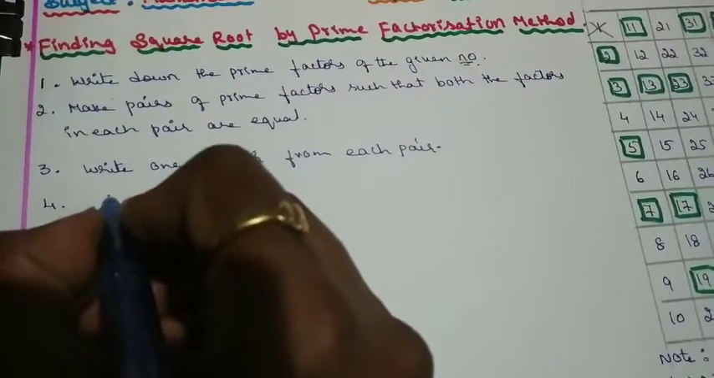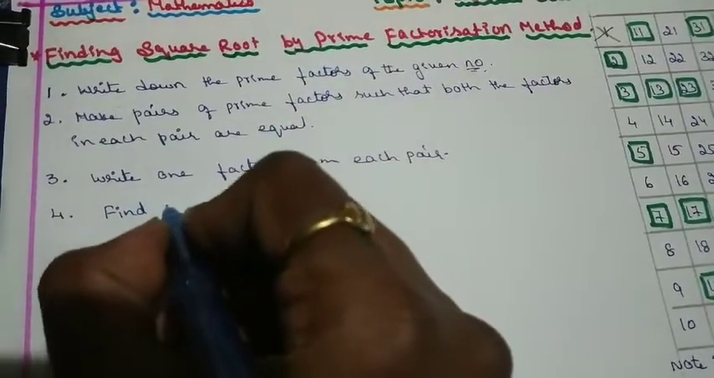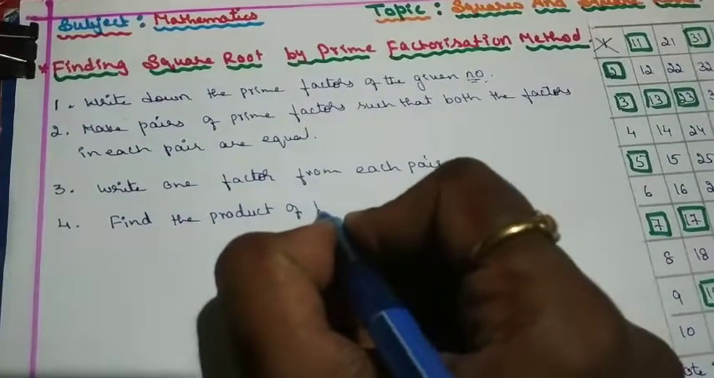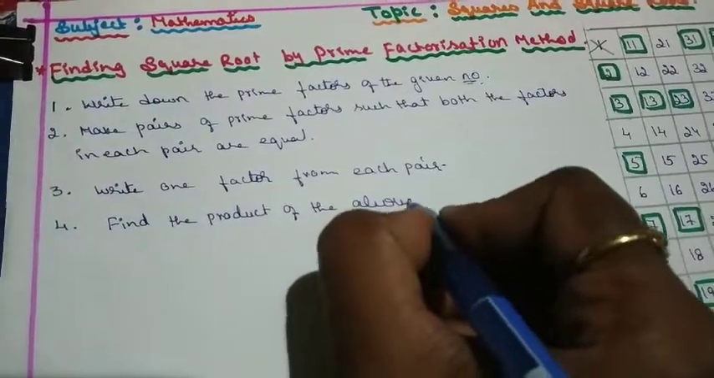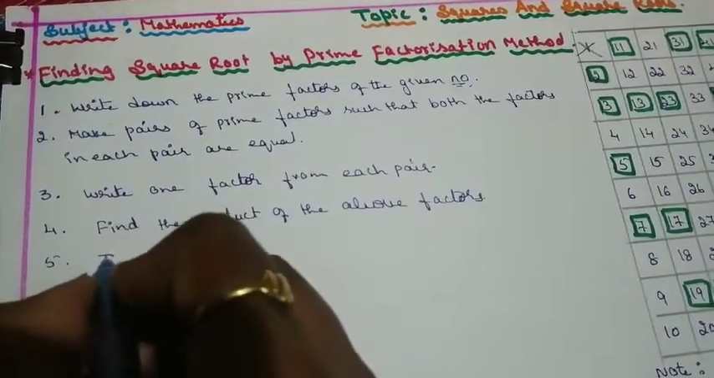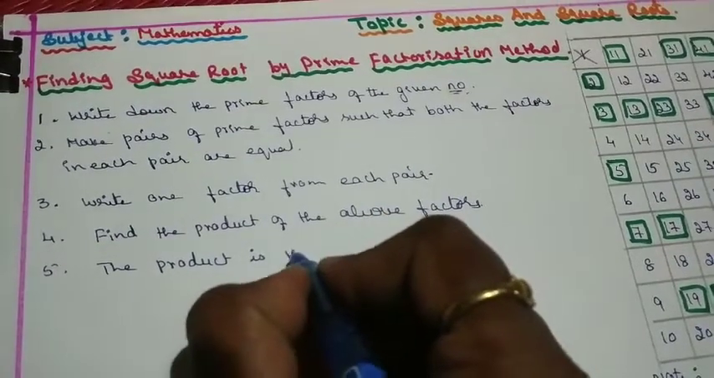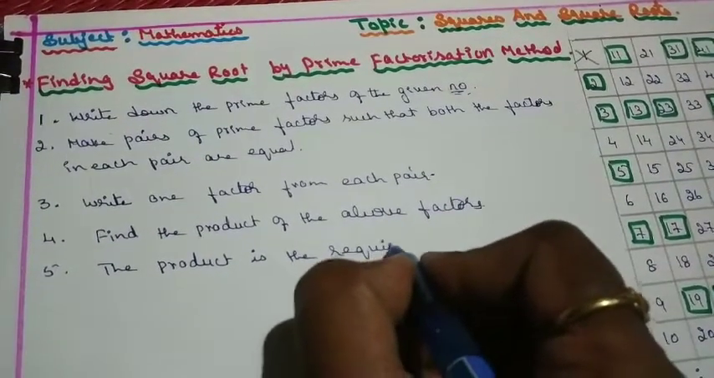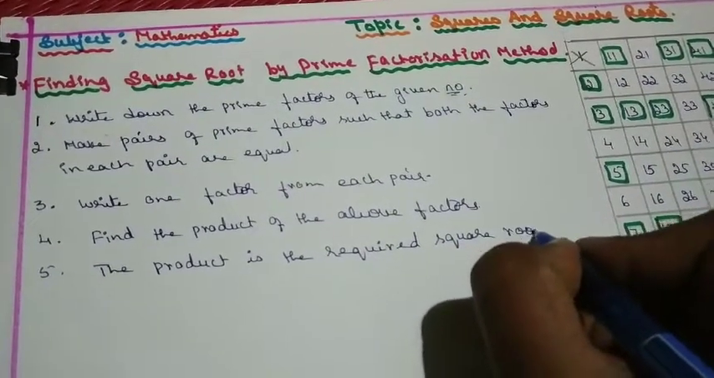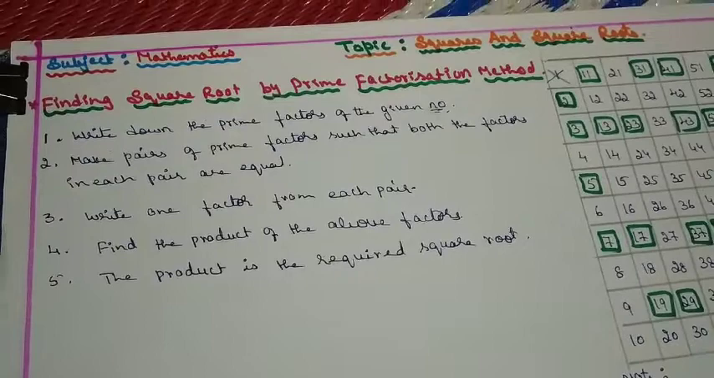Okay. Next, step 4: from step 3, find the product of the above factors. The last step is that the product is the required square root. So these are the steps to be followed when finding the square root of a number by the prime factorization method.